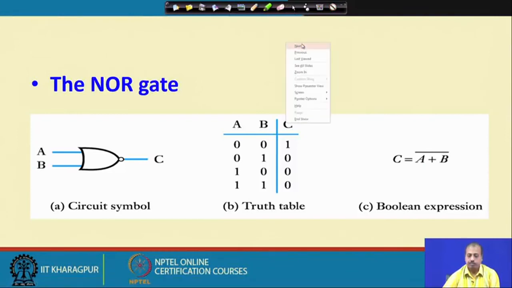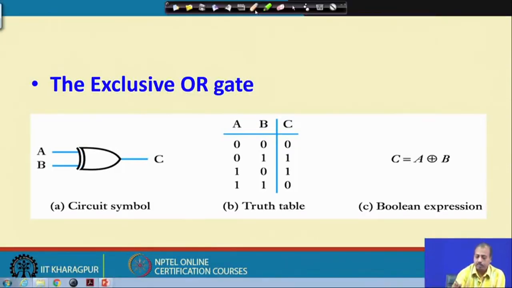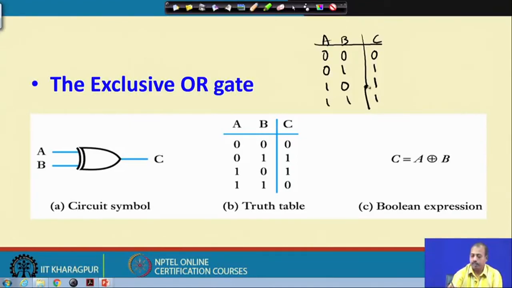Next we will look into another derived gate, which is known as the exclusive OR gate. If you remember the OR gate, the truth table for the OR gate was this: A, B and C. Whenever any of the inputs was equal to 1, the output was equal to 1. So 1 0 is also 1, and 1 1 was also equal to 1. Now, in the case of the XOR gate, we first compare at the truth table level. You see that when both the inputs are equal to 1, the XOR gate gives output 0, whereas the OR gate gives the output 1.